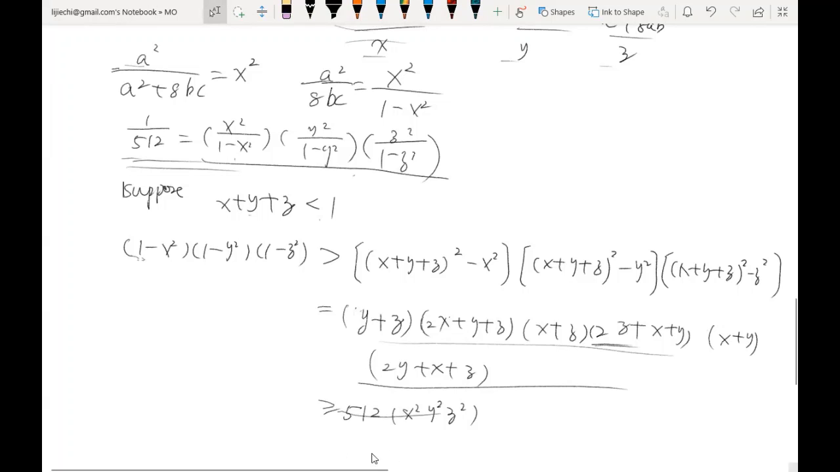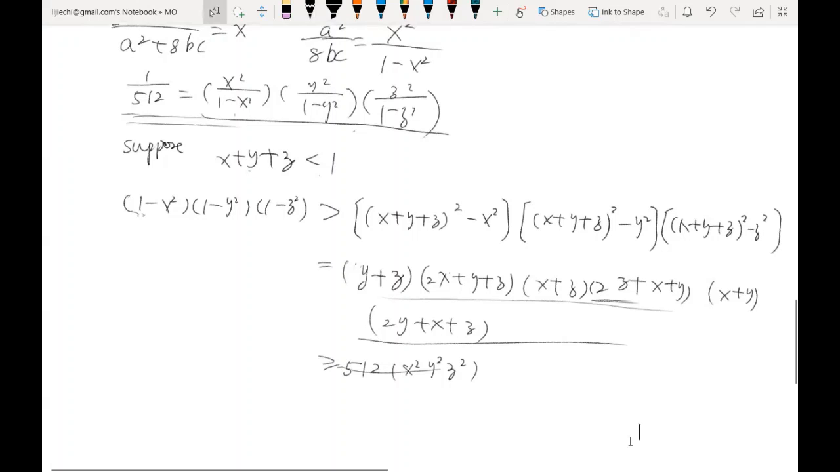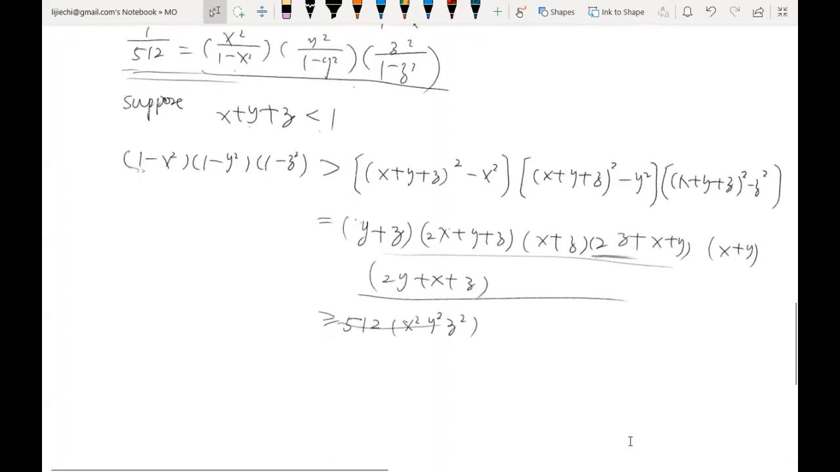Right, so you can see, if you do this simple substitution, the thing gets clearer and clearer. And if you just stuck with the original one, I don't know how to get that.